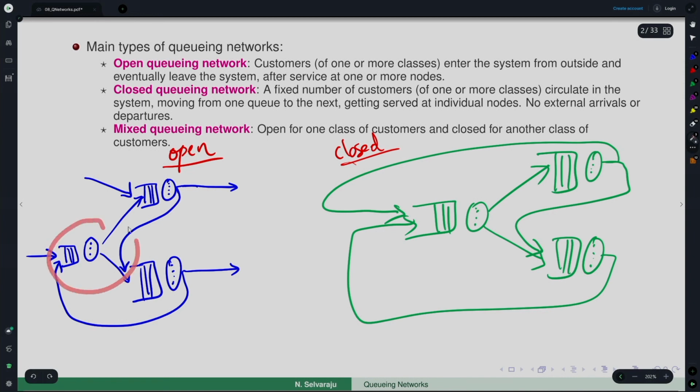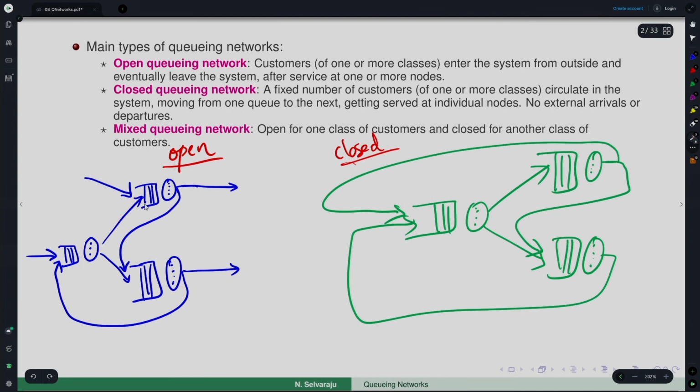Here, this kind of thing depends on what happens, for example how different classes are treated, and so on. One can have more complexity involved, but this is the basic structure. What open and closed simply mean is that in open queuing networks customers can come from outside and go out of the system. Closed queuing networks are the ones where a fixed number of customers circulate in the system, moving from one queue to the next. For example, when you go here, there are many issues that can crop up, and we will see them one by one.